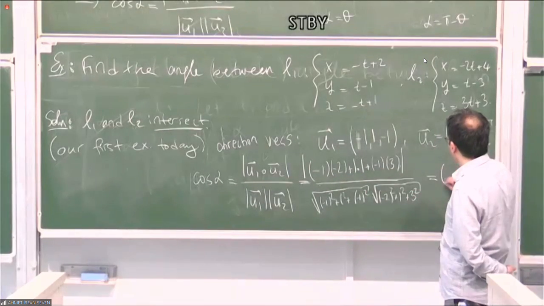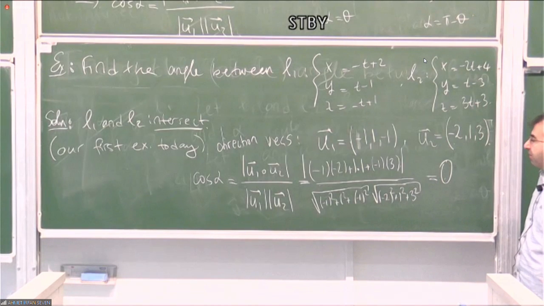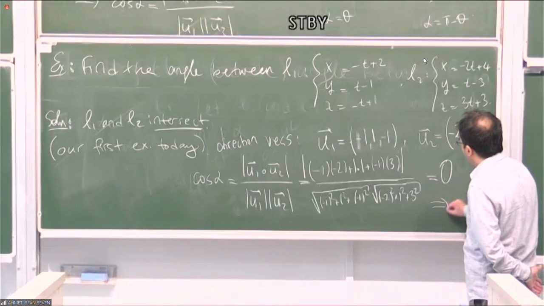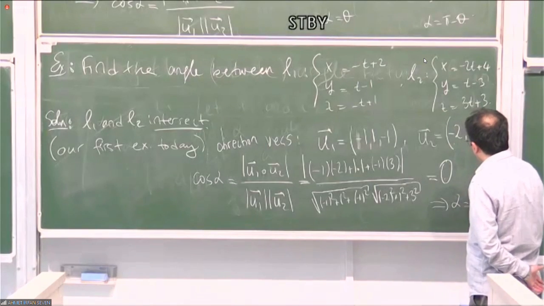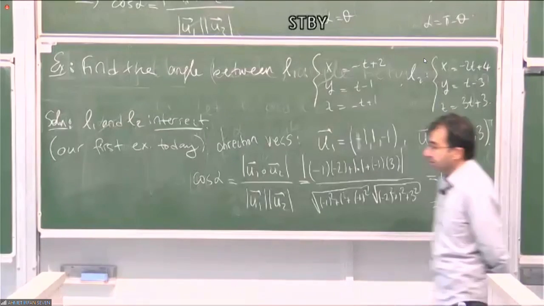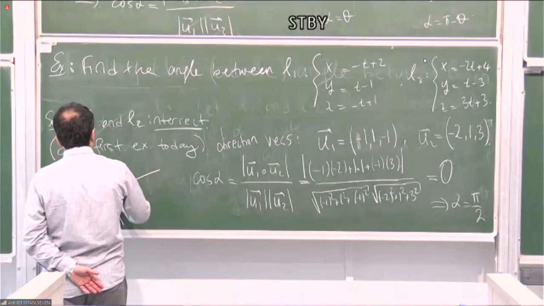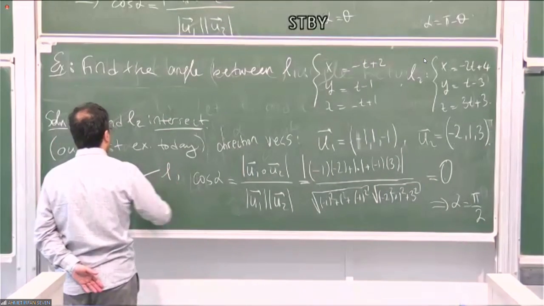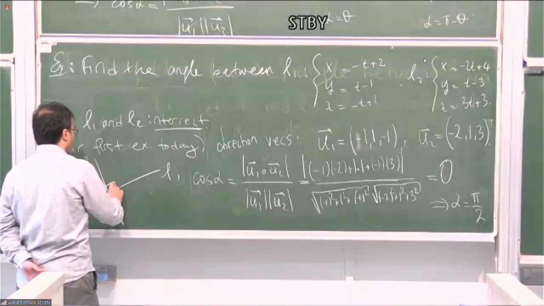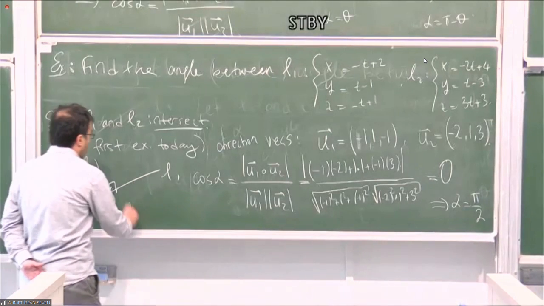Well, we see that the numerator is 0. So the ratio is 0, meaning that cosine alpha is 0, which means the angle is a right angle, 90 degrees. So the picture for these lines should be like that. These are perpendicular lines, perpendicular.